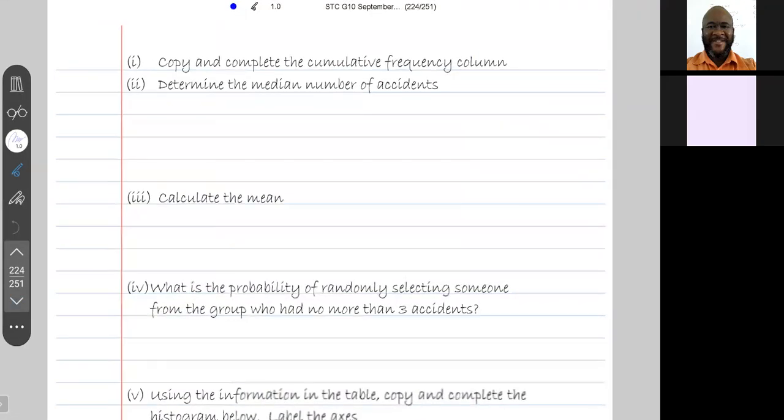The next thing we're asked to do is to determine the median. Now, remember, the median is the (n plus 1) over 2 th value. So this is 25 plus 1 over 2, which is 26 over 2. This is telling me that the median is the 13th value. Go back to my table. Let's identify which value is the 13th value.